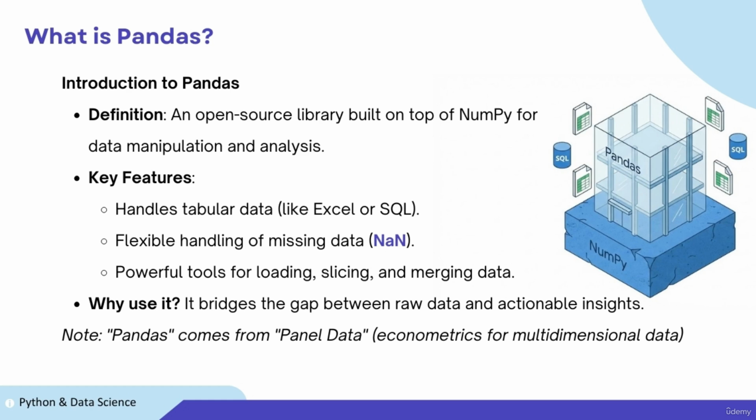Why do data scientists love it? Number one, it's incredibly flexible with missing data. In the real world, data is messy. Pandas has built-in tools to handle gaps, which are represented as NaN, or not a number. Number two, it provides powerful tools for loading, slicing, and merging datasets.